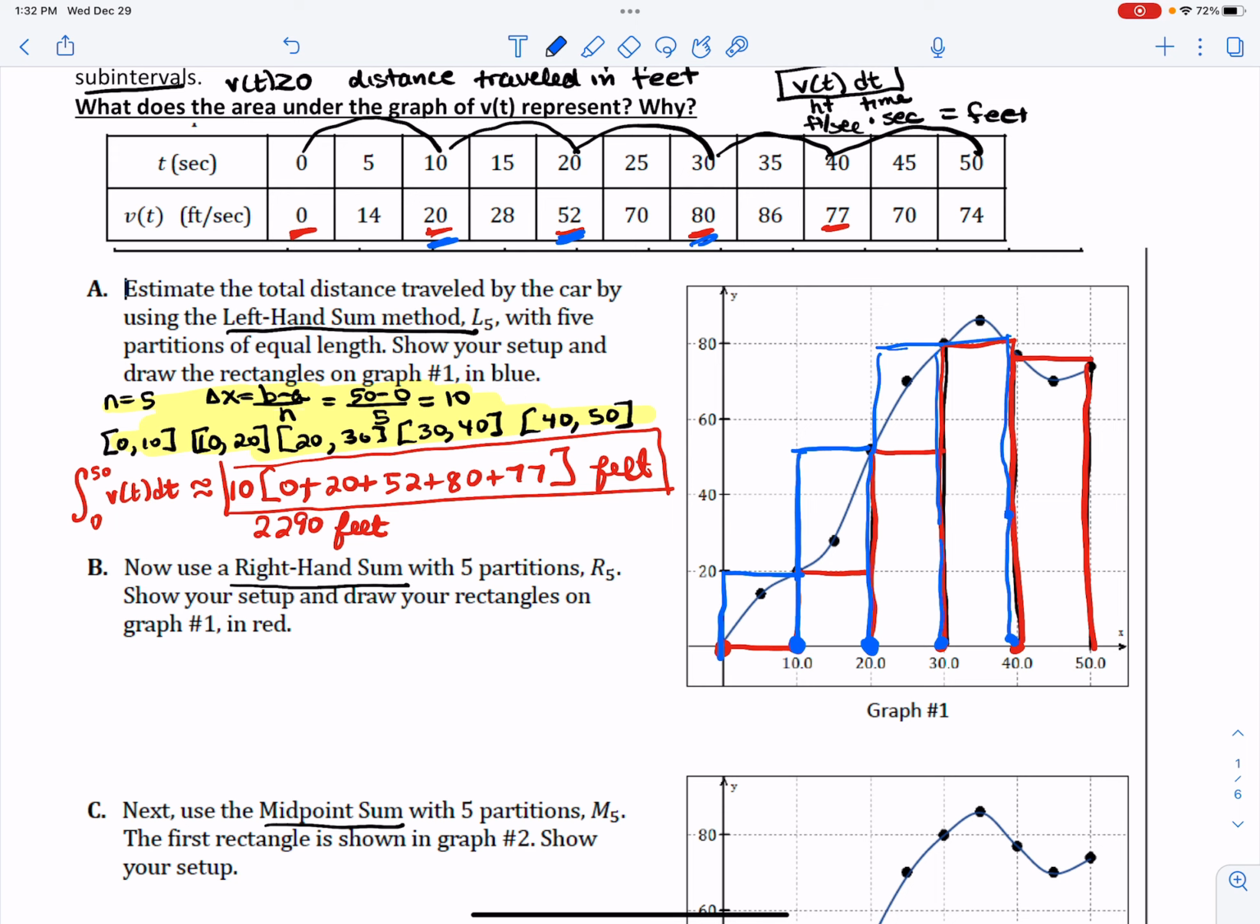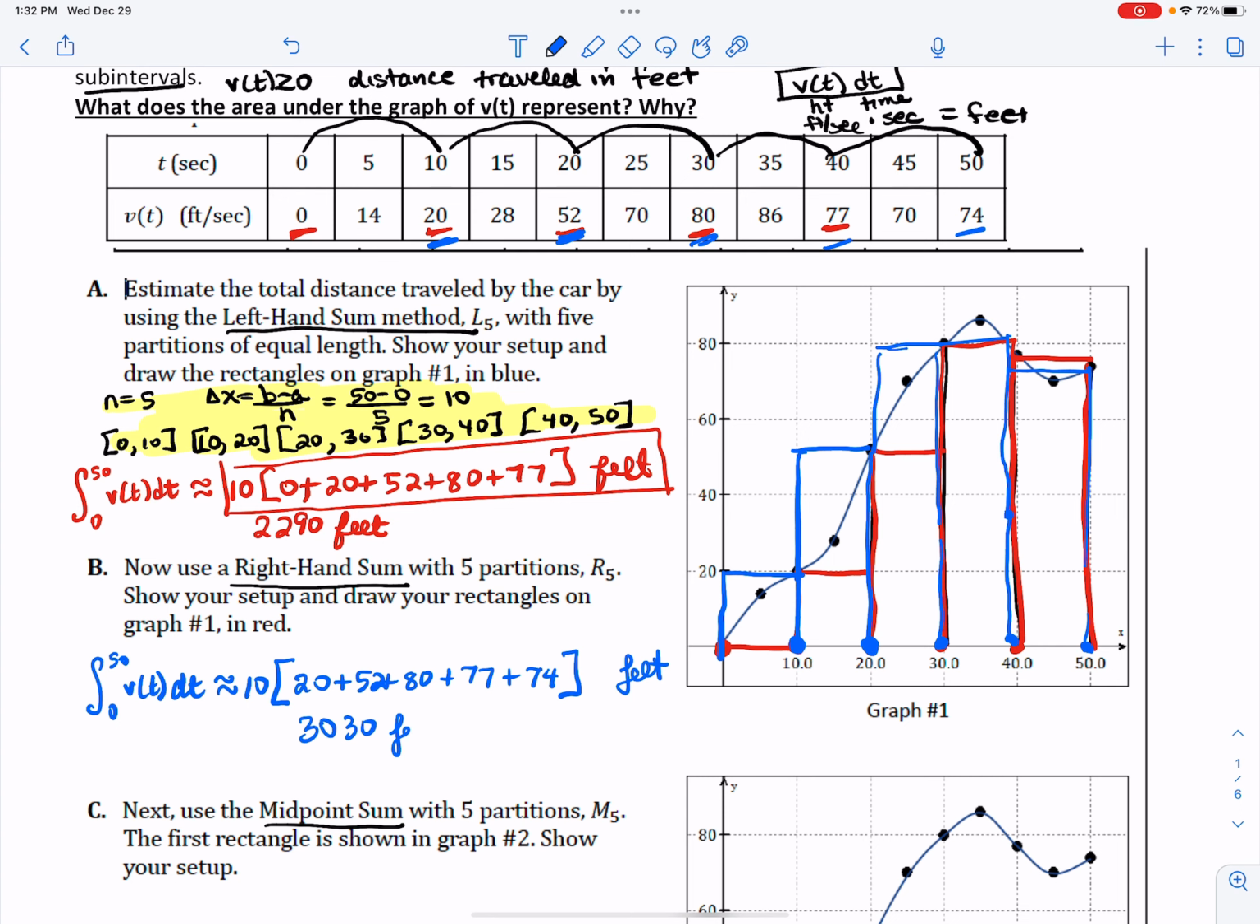And the last subinterval is the 50, which gives us the 74. Okay. So the definite integral from 0 to 50, which is another way to represent the area under the velocity curve, is approximately 10 times the right y values, which are 20 plus 52 plus 80 plus 77 plus 74 feet. When we work that out, it comes out to 3,030 feet.